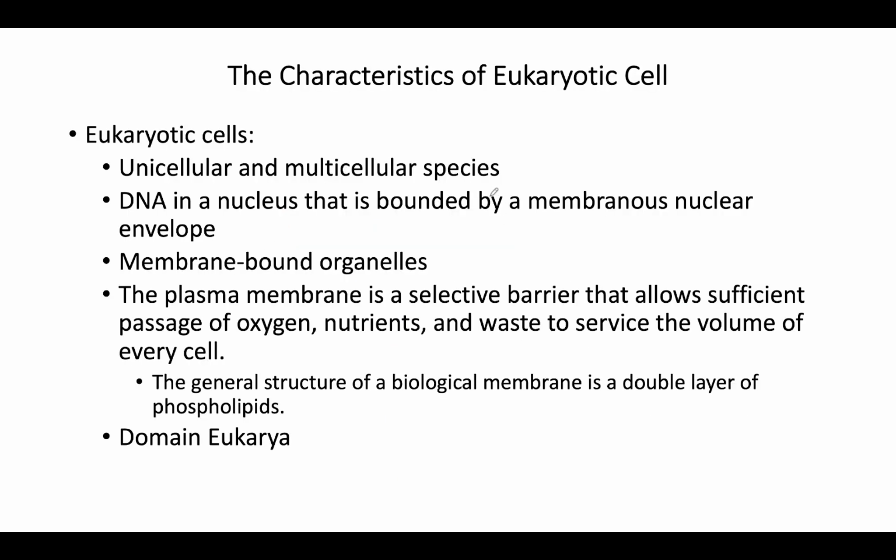But for eukaryotic cells, some are unicellular, but most of them are multicellular species. DNA is located inside the nucleus. This nucleus is bounded by a membranous nuclear envelope. Also, the eukaryotic cell has membrane-bound organelles. The plasma membrane is a selective barrier that allows sufficient passage of oxygen, nutrients, and waste to service the volume of every cell. The general structure of a biological membrane is a double layer of phospholipid. We call that a phospholipid bilayer.